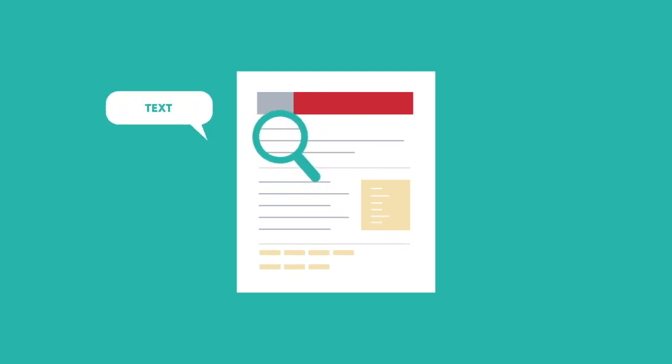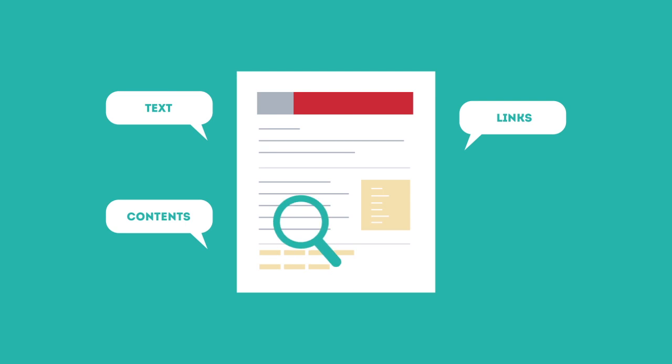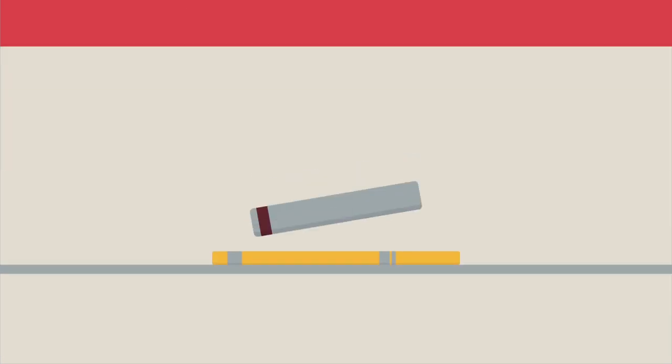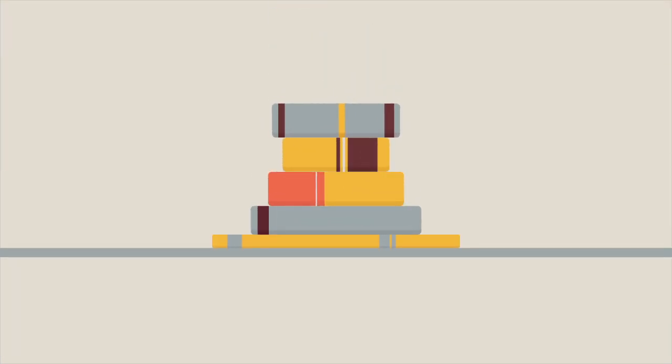SEO looks for text, contents, links, page titles, and other pieces of relevant information contained in the HTML code of your website. This way, when someone searches for books, the search engine will narrow the results to show pages that contain the words searched for.